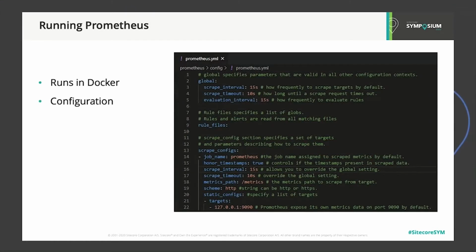Prometheus uses a YAML configuration file that allows you to define the targets you want to scrape, how they should be scraped, and the frequency. Prometheus also provides an example configuration showing you how it can scrape itself. It's that clever.